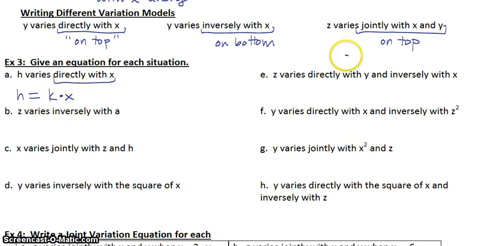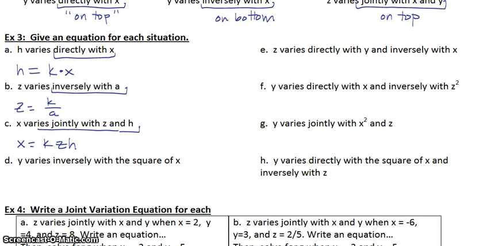Okay, so let's look at B. Z varies inversely with A. Alright, varies inversely means it goes on bottom of the K. Part C, X varies jointly with Z and H. So every single time it's going to follow these patterns, it's just going to be different variables, and it could be squared variables or all sorts of different stuff.